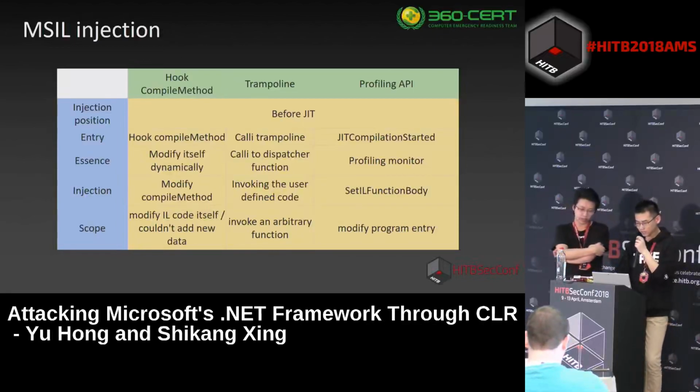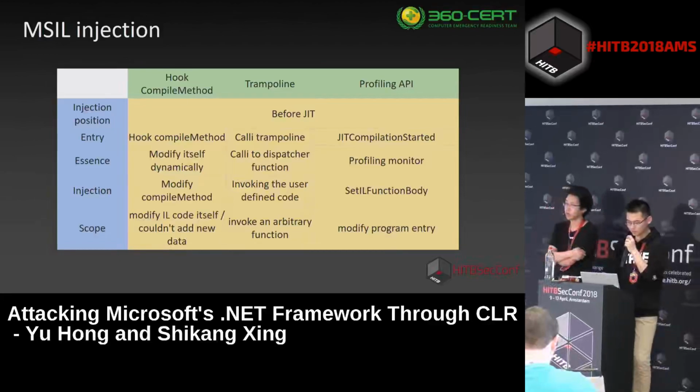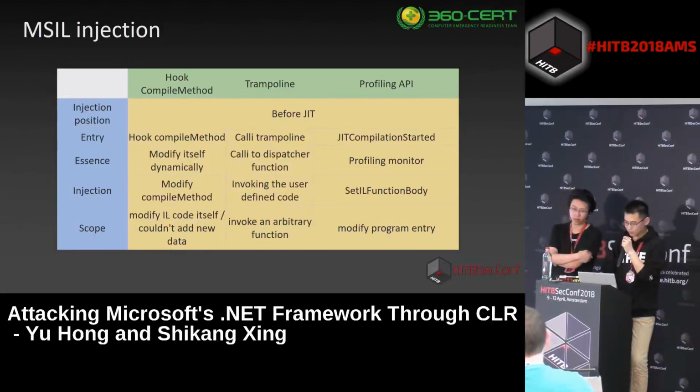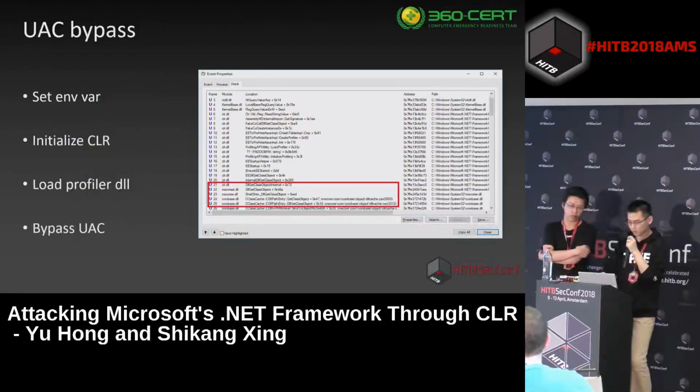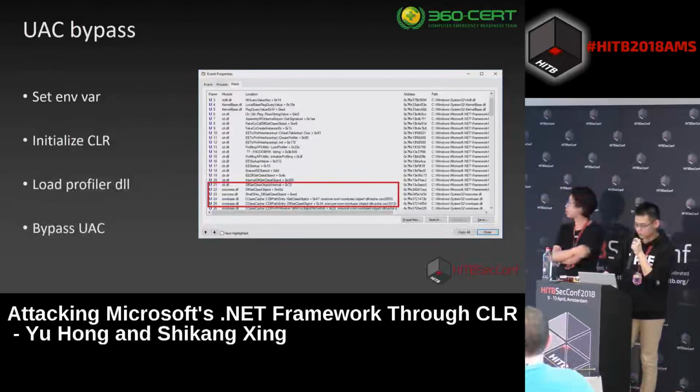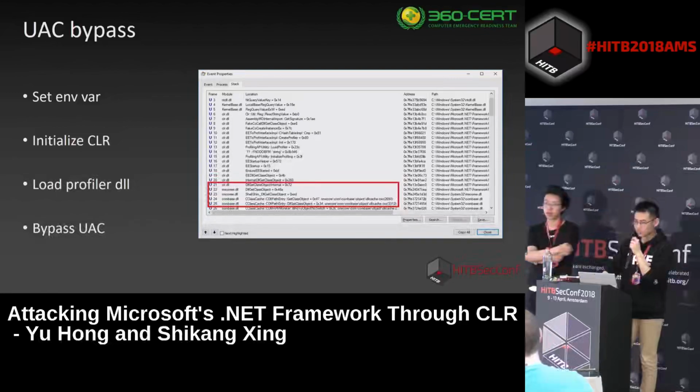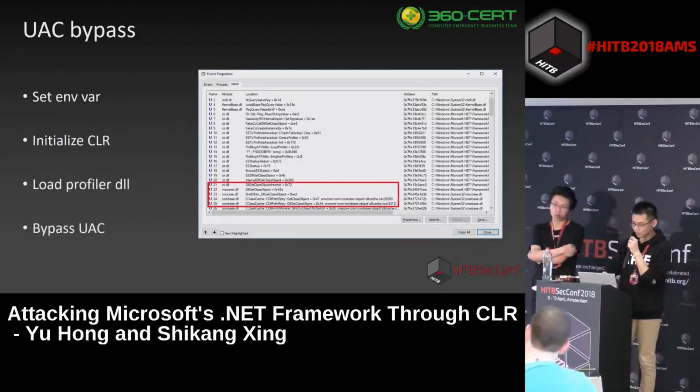And there is a comparison of the plans in the following table. We can see that of all three ways to inject, Plan B is the best choice. It can be suitable in most situations and invoke any function you want to. Actually, we can do something interesting using MSIL injection. For example, CLR hooks, UAC bypassing, and more.